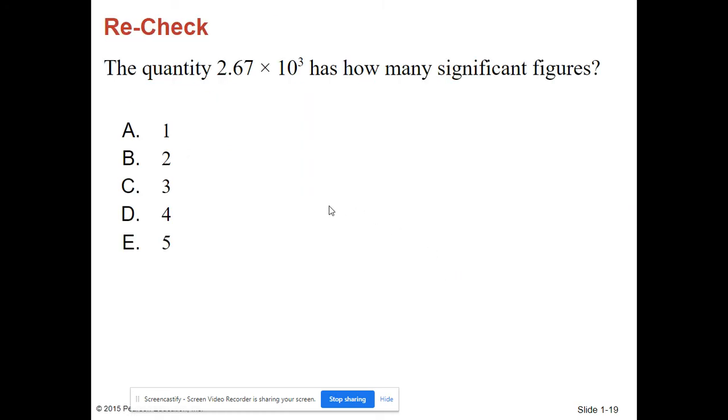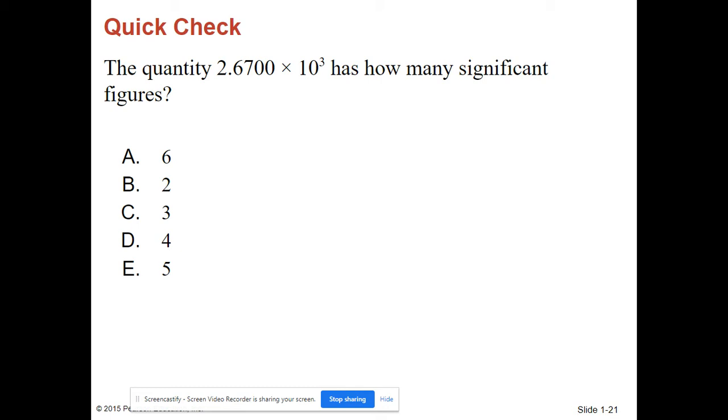All right, so going back to recheck, this is something from previously. What do you think? How many sig figs does this one have? We have 1, 2, 3. So I would say 3 sig figs, and that would be correct. What about this one? How many numbers are significant in this one? I would say, yep, 5. Again, these are after a decimal at the end, like a trailing, so those would be significant.